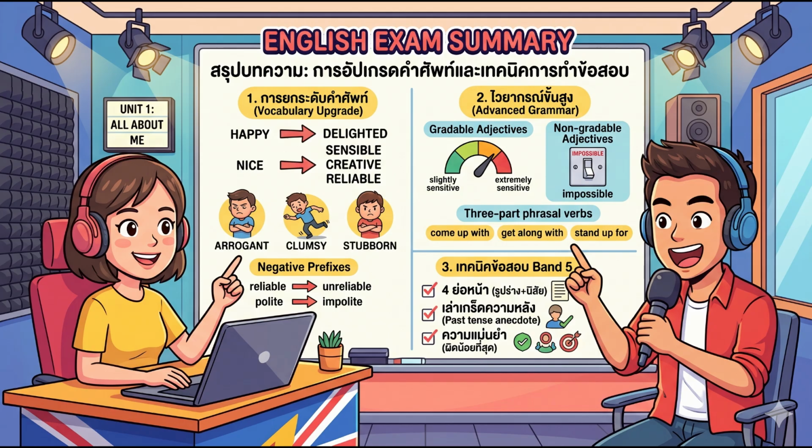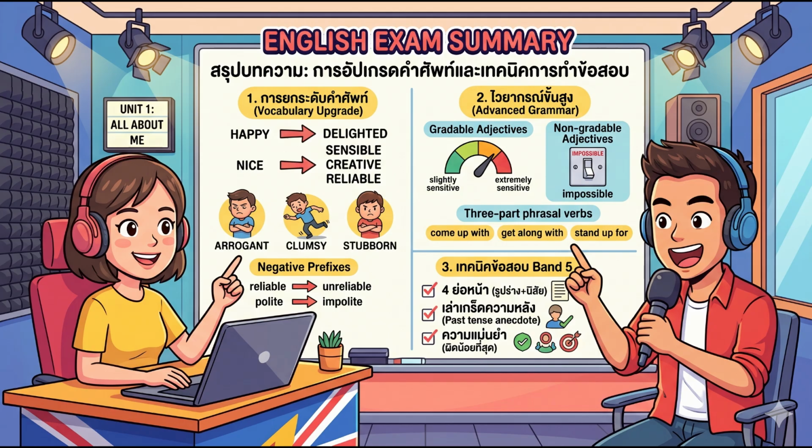Wait, why specifically a past tense anecdote? Is it just because they want to see if you can shift timelines? That is the exact reason. You aren't just saying, he is grumpy in the present tense. You have to prove it by telling a story about a time he acted grumpy in the past. Oh, wow. It forces you to blend narrative flow with character description. Yes, it proves to the examiner that you can paint a complete picture of a human being.